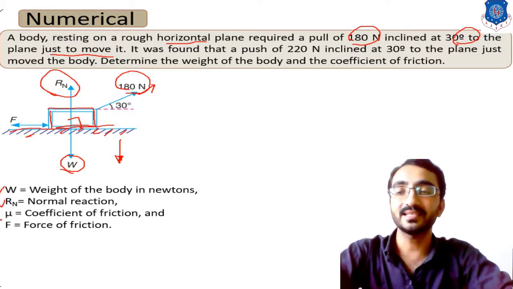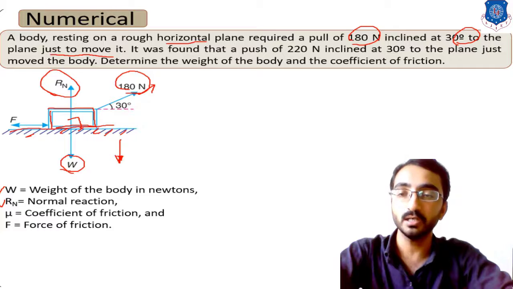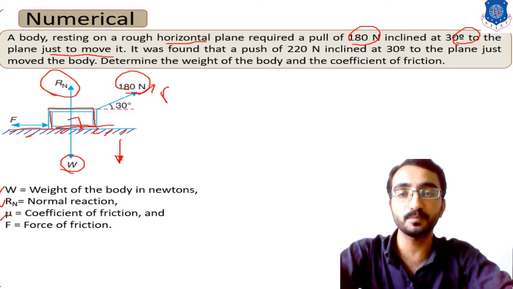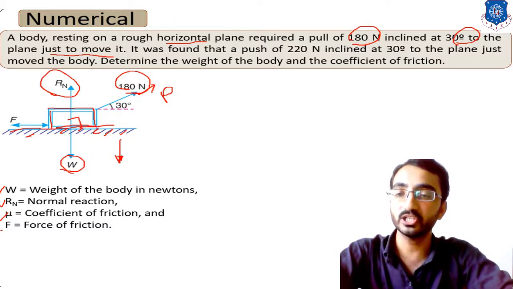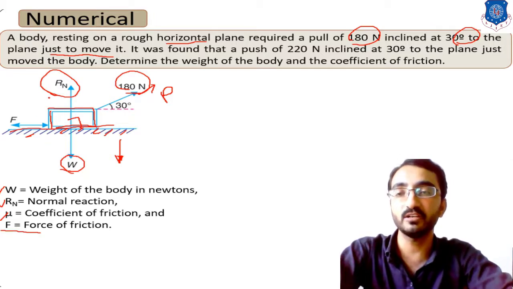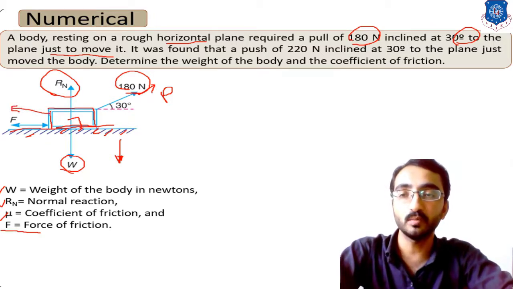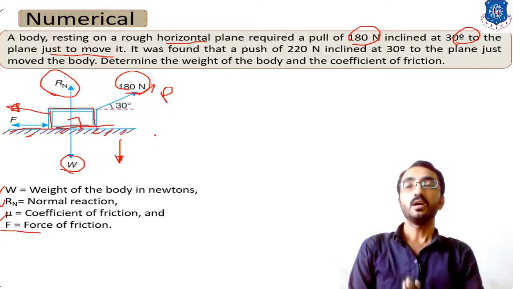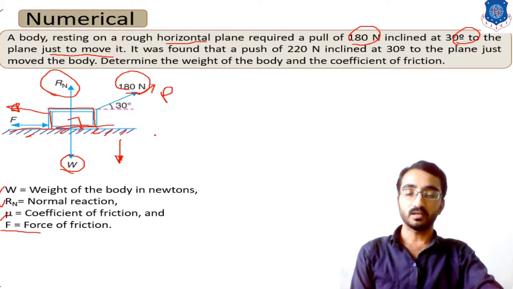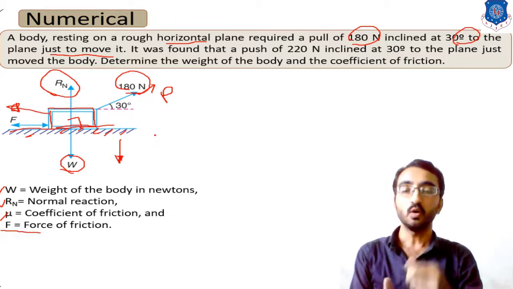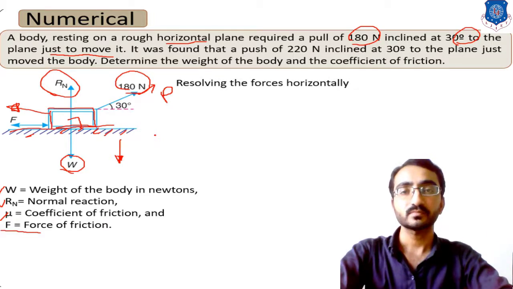Then the third component, let's consider mu, that is the coefficient of friction. And the fourth fundamental: due to this external force P, some frictional force exists on this body, and this developed frictional force will be opposite to the motion, or we can say in the negative horizontal direction. Okay, so to solve this numerical, we have to consider the horizontal and vertical equilibrium one by one. For the first case, let's consider resolving the forces in the horizontal direction.